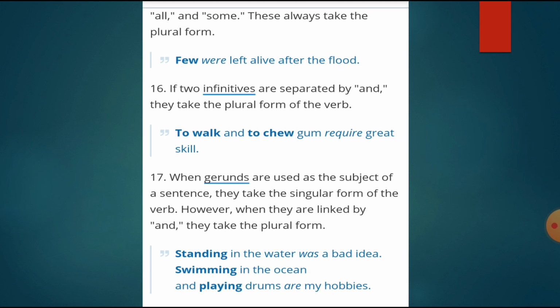Students, you should keep in mind what we mean by gerunds. By gerund we mean when the -ing form of a verb is used as a noun. So you can see standing and swimming as well as playing, they are used as nouns. So they are called gerunds.